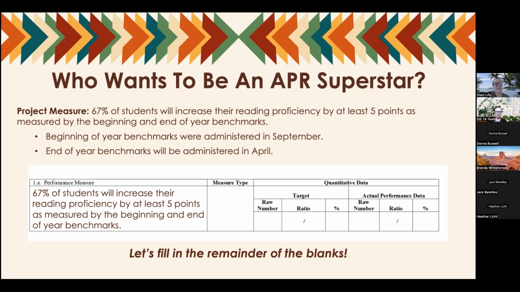If it's a project measure, what gets completed in the target? How am I going to report it in the target columns? And then let's see what will be reported in the actual performance data. Awesome. I see all of you responding. Thank you.